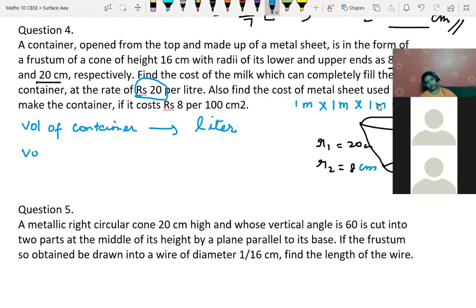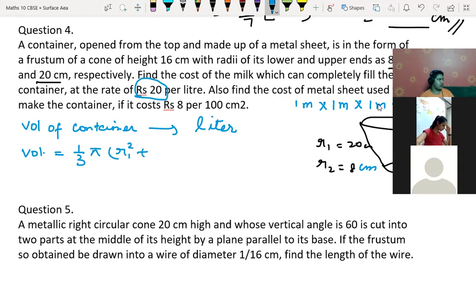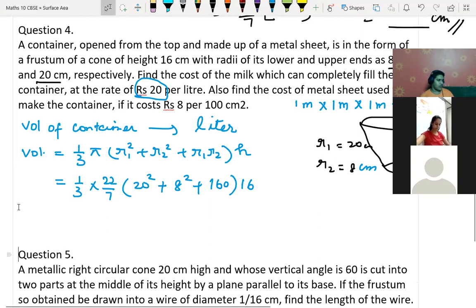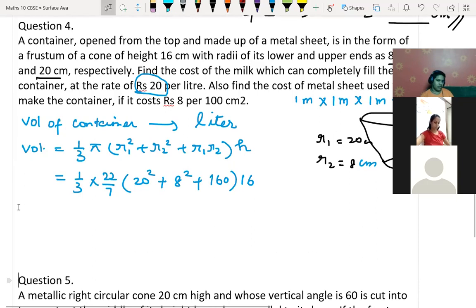Volume of the can is equal to 1 by 3 pi times R1 square plus R2 square plus R1 R2, multiplied by H. So 1 by 3, 22 by 7, R1 square, that is 20 square, plus 8 square plus 20 into 8, into height. Height is 16 centimeter. You can solve and tell me what is the volume. This answer is in centimeter cube, right, children? Because everything is in centimeter over here.